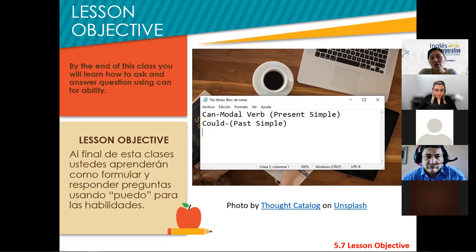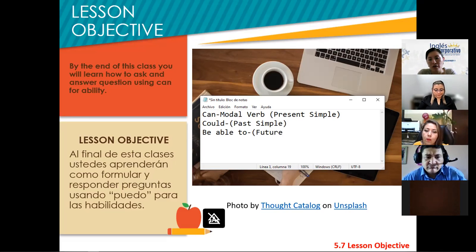Ya, si yo lo quiero utilizar en futuro, es algo que no tiene casi nada que ver como lo escribimos, ¿ok? Pero significa lo mismo, solo que es en el futuro, ¿right? En futuro se dice be able to, ¿ok? Eso es poder, pero en futuro, ¿right? So this is going to be future, ¿ok? Quisiera que hagamos un ejemplo de cada uno, ¿ok? Yo puedo decir, ¿verdad?